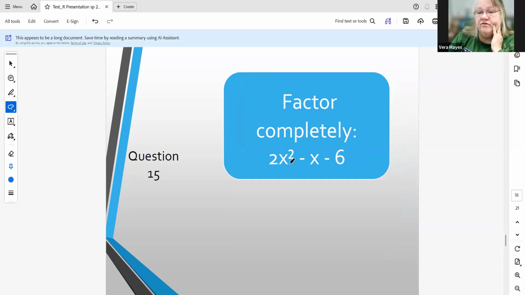All right, so this one, always check for the GCF. This one has a 2. Nope, no 2. Okay, so can't do a GCF. It doesn't have four terms, so I'm not going to use grouping to start with. It's not a difference of two squares. And so this one, we're either going to use the AC method or trial and error. So I'm going to try the AC method because we haven't done one of those.